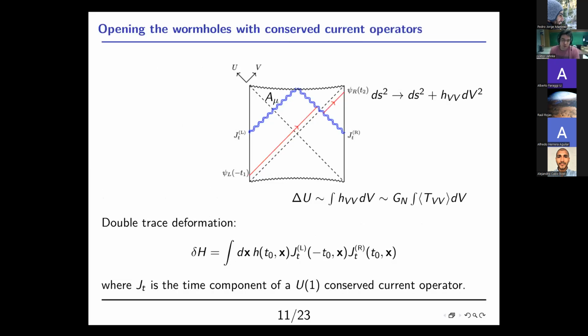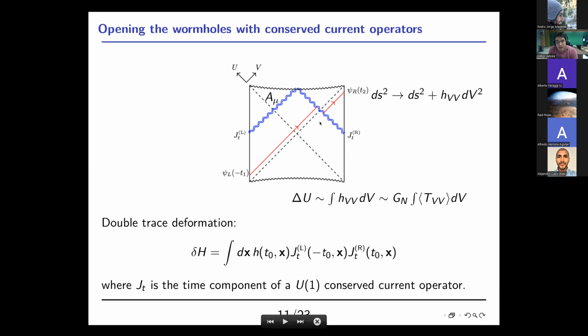A little bit more details about our construction. We are basically replacing the scalar operators by some conserved current. And for simplicity, we just consider the time component of a conserved current. And as before, this conserved current introduces some negative null energy in the bulk. And this makes the wormhole traversable.